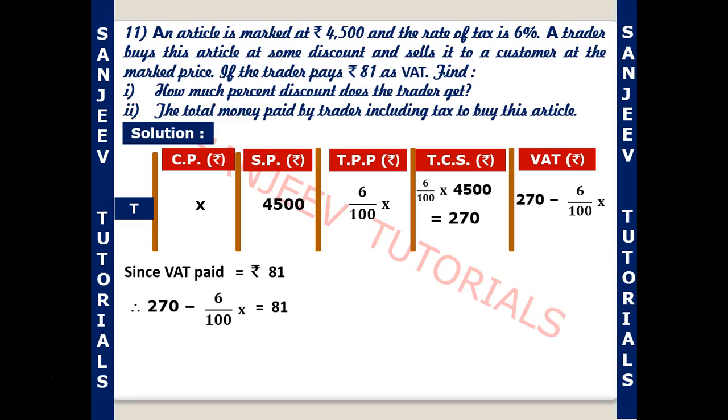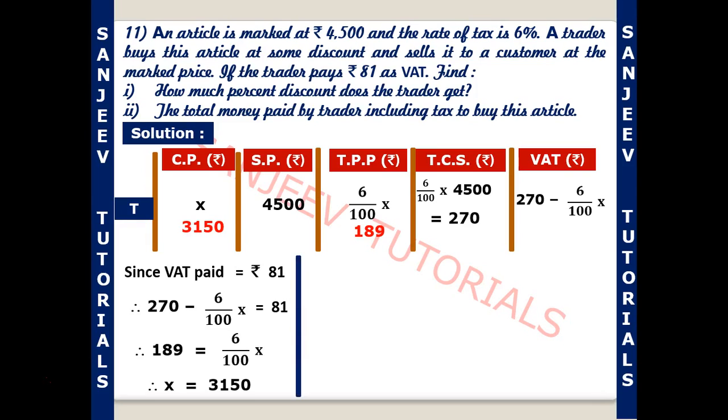If you simplify this equation, I get this step. On further simplification, I get x equal to 3150. So when I say x is 3150, it means my first column cost price is rupees 3150 and my third column, tax paid on purchase, will be 6% of 3150, that gives me rupees 189.